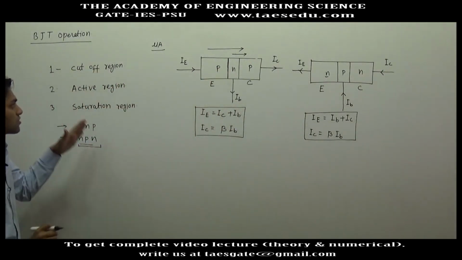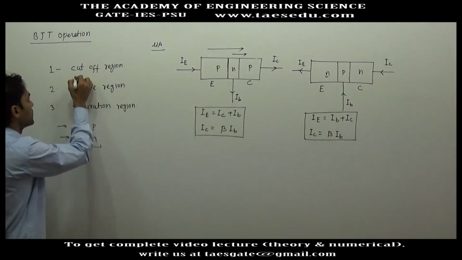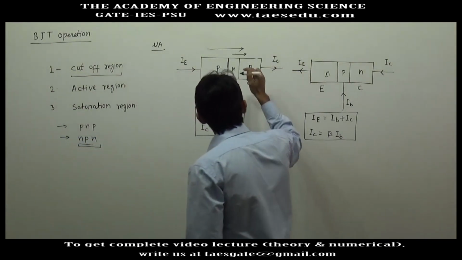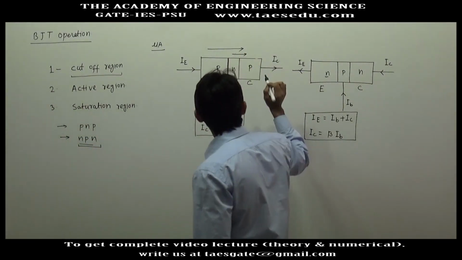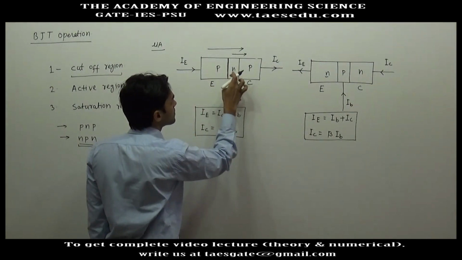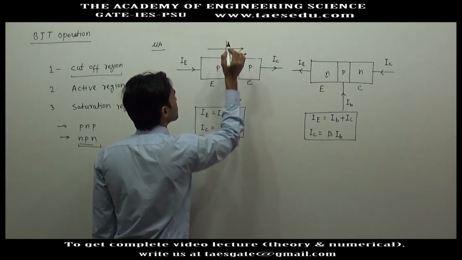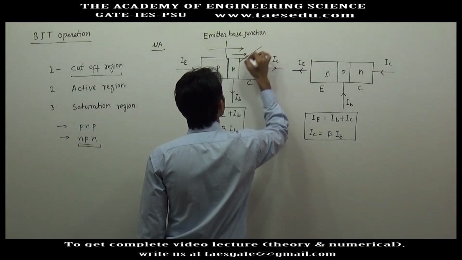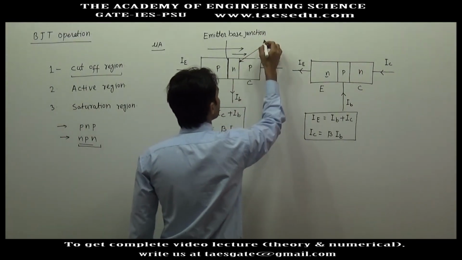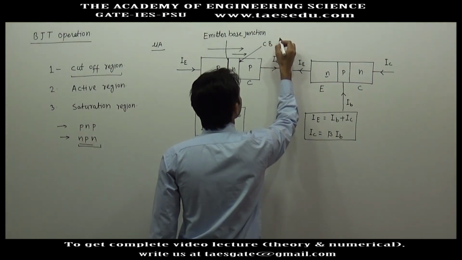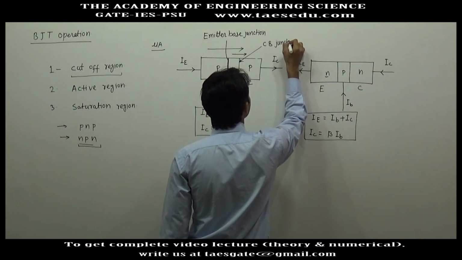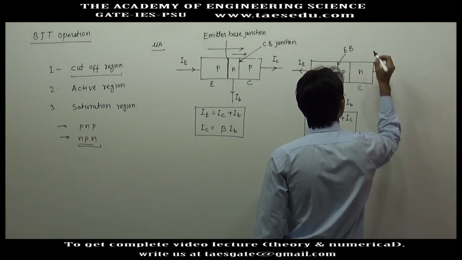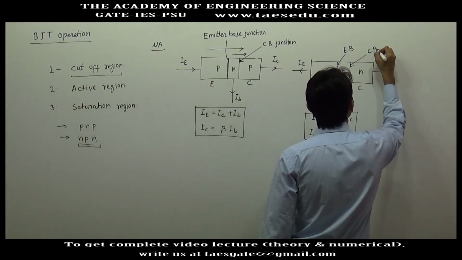Okay, so coming back to the region of operation, first I will define what is cutoff region. If I talk about this junction, here we have emitter and this is base, so this junction is emitter base junction. And this is collector, this is base, so this will be collector base junction. Similarly, this is emitter base junction and this is collector base junction.